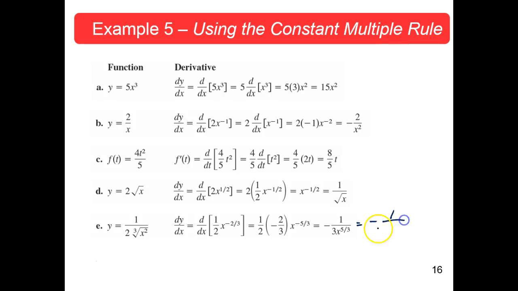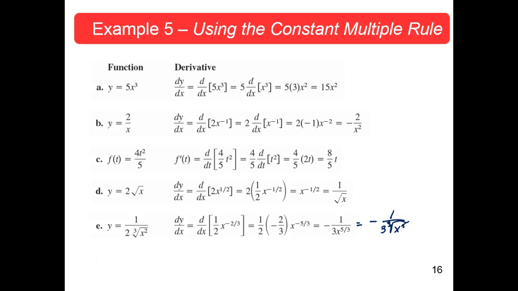Negative 1 over 3 times the cube root of x to the 5th. See, that's the form they gave you the original problem in, so why not give your answer in that same form? Okay?